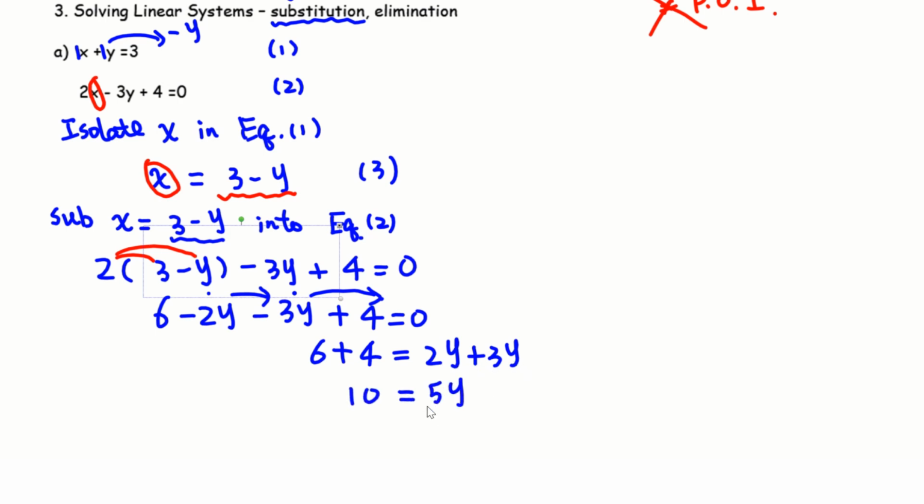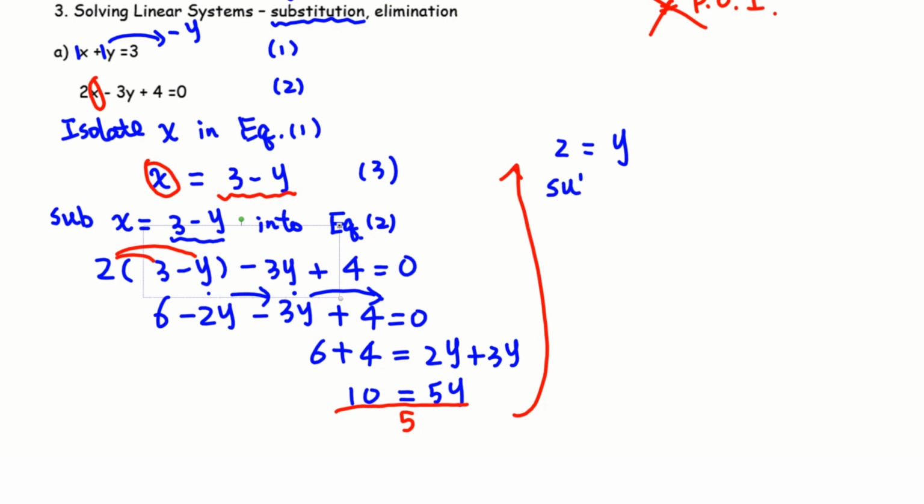Collect the like terms. Like terms means same variable and also same degrees. We want to move the 5 to other side, isolate y, do the opposite operation, which is division. Then we have 10 divided by 5 is 2, so y equals 2. Remember, you are looking for point of intersection. You need to have both x, y solved.